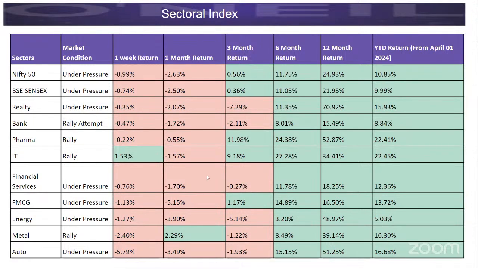Next, apart from that, in 6 months and 12 months, almost all sectors have generated positive return, including benchmark index Nifty 50 and Sensex. So net to net, after analyzing this table, we can say the market is showing some negativity from the last 2 to 3 months time frame, not from the last couple of weeks. But from the last 1 month, the majority of the sectors have generated negative return, excluding metal. But most probably in the next few days, metal is also going to turn negative.